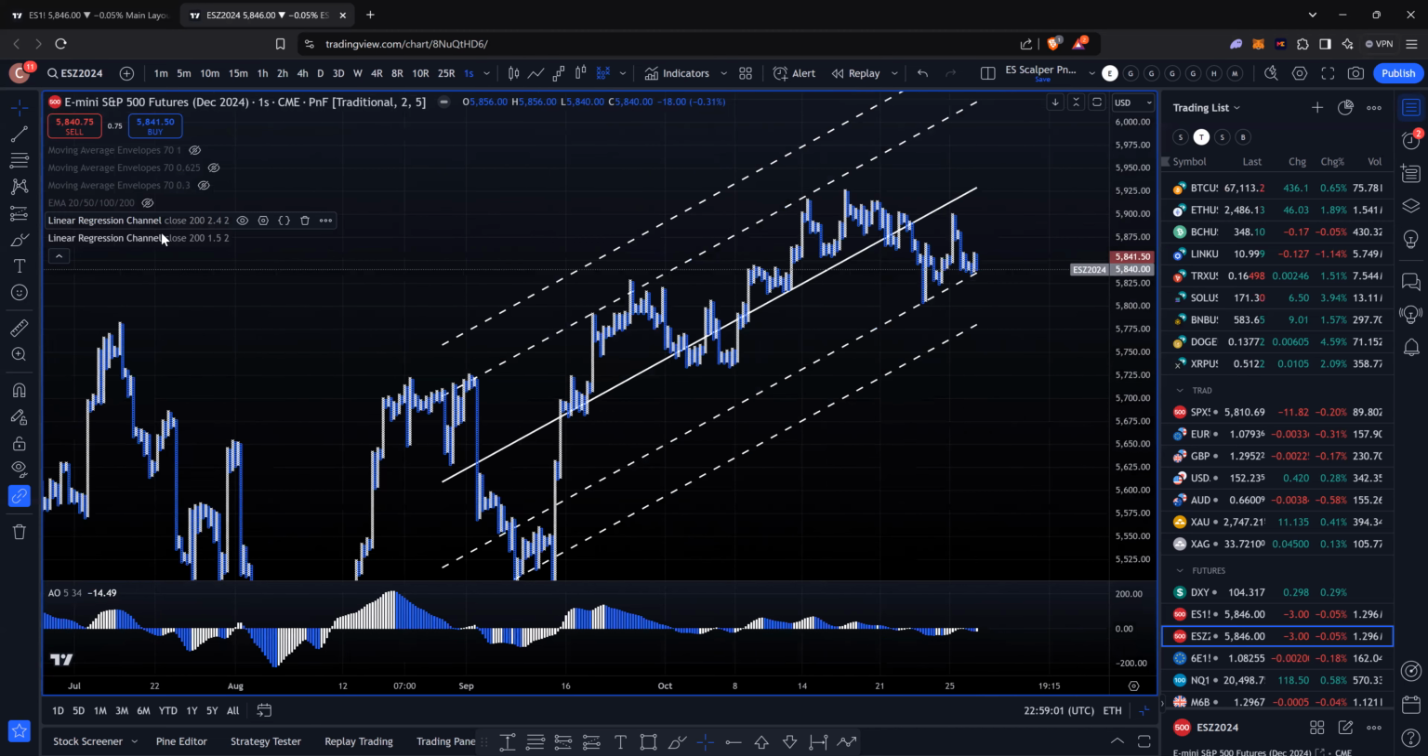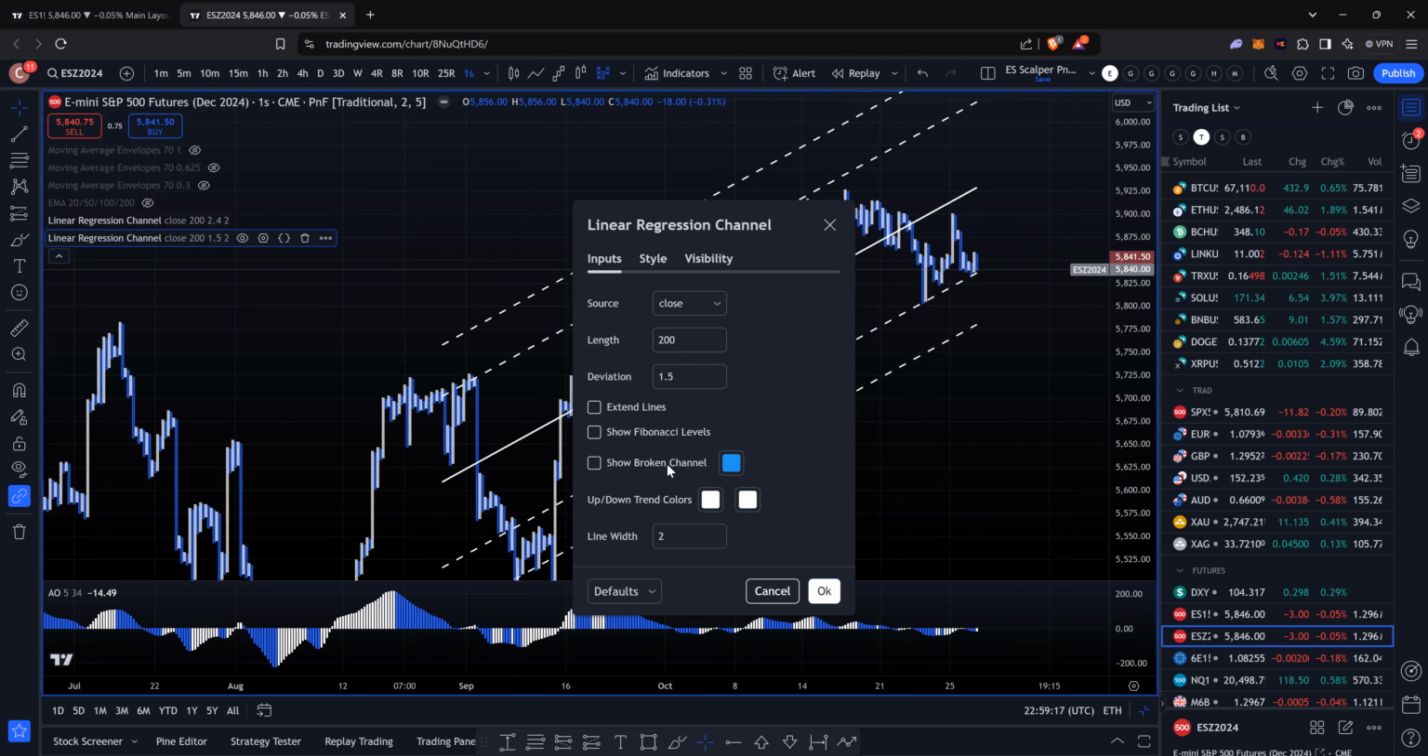It's two. The first one is 1.5 standard deviations, and that's this first dotted line. If you go under indicators on TradingView, you can search for them. These are my settings: 200 length, 1.5 deviation, and then change the colors to what you see here.